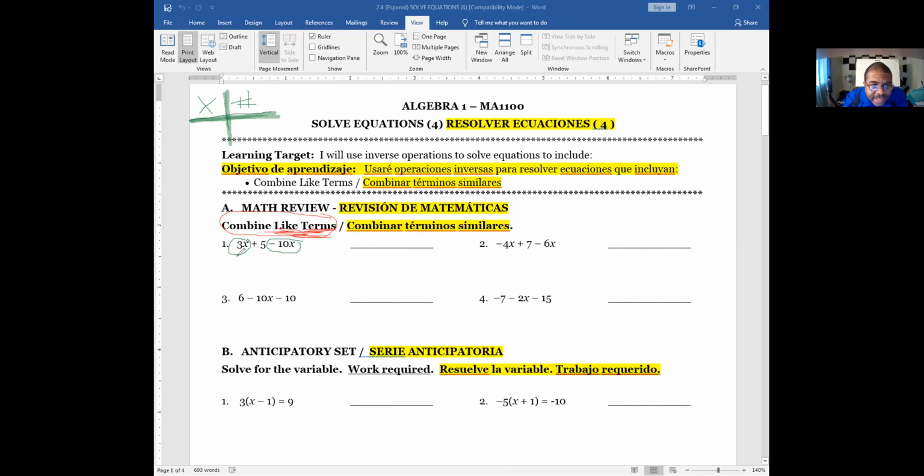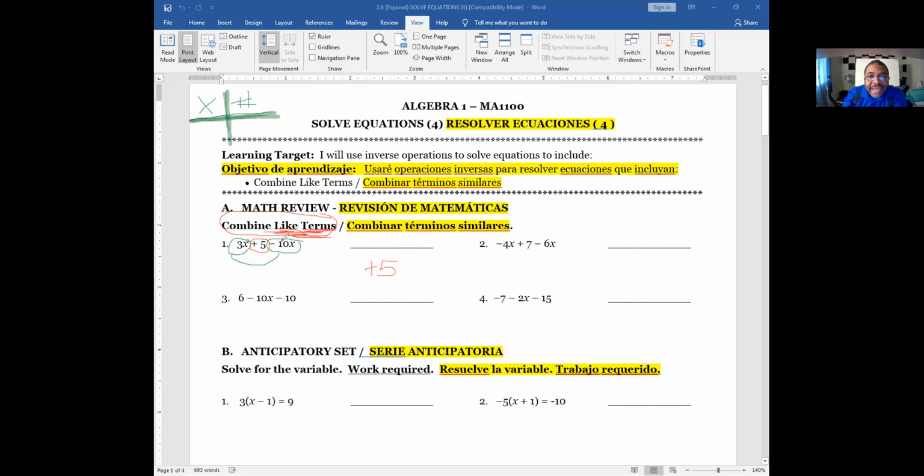So since these two are in the same family, we can add those two together. And since the positive 5 is in a different family, we're going to have to add that to a different family. So that goes here, and that's a positive 5. We have to add the positive 5 into a different family because it's not part of the variable family. So now we can combine our like terms with the variable family, the 3x and the negative 10x.